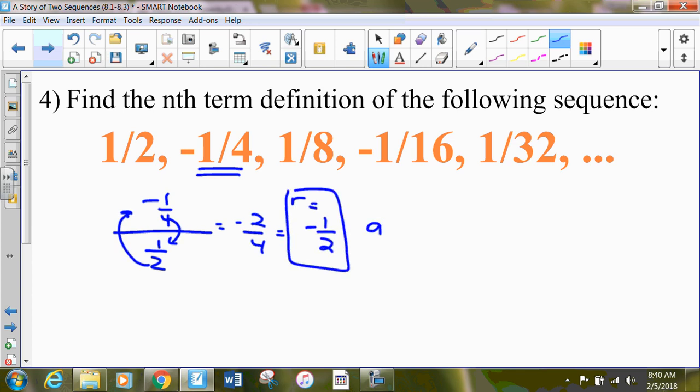Our a sub 1 was given to us. That's 1/2. Put it all together, and we get that our formula is 1/2 times negative 1/2 raised to the n minus 1.